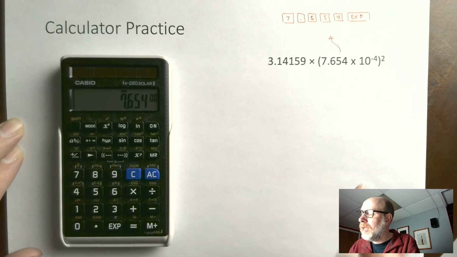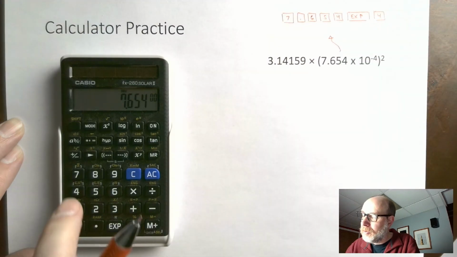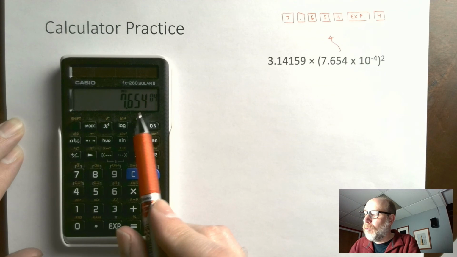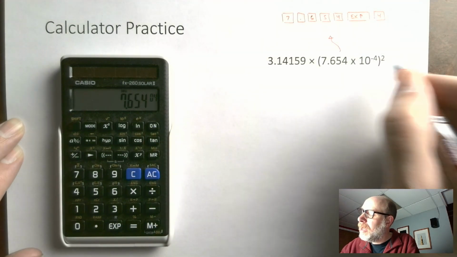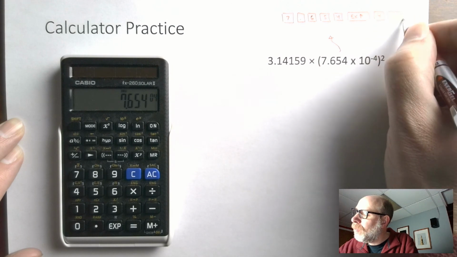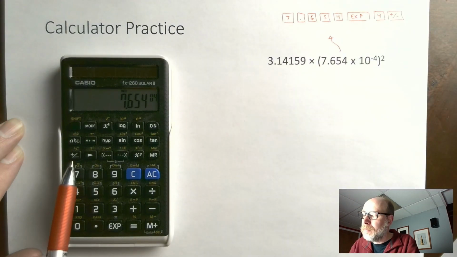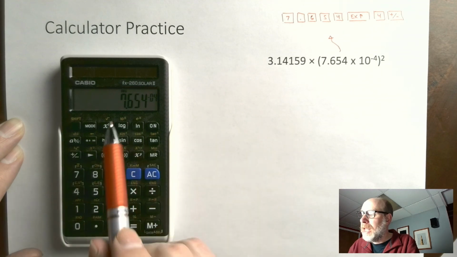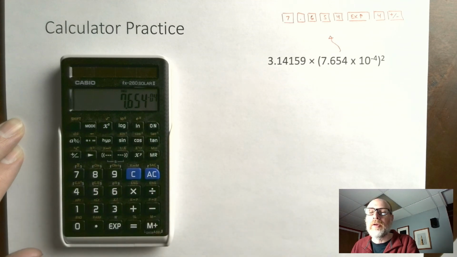So if we want to type in minus 4, we have to do that backwards. We have to go 4 first. So 7.654 times 10 to the fourth is what it is now. And then we need to tell the calculator that that's not 4, but it's minus 4. And we're going to use this plus or minus button over here on the left. And when we press it, now we have 7.654 times 10 to the minus fourth on our calculator.